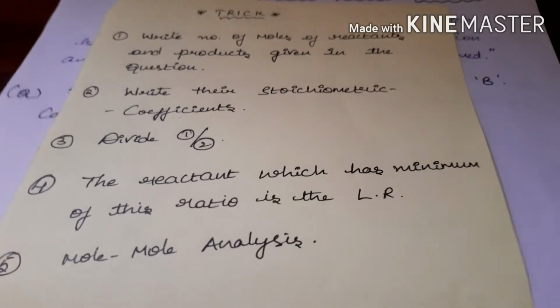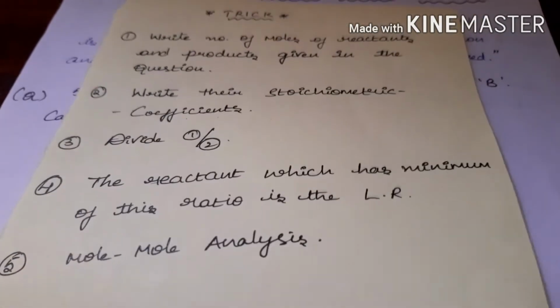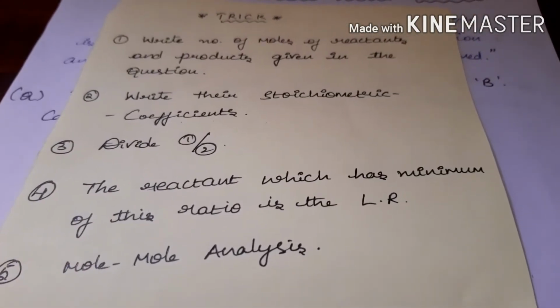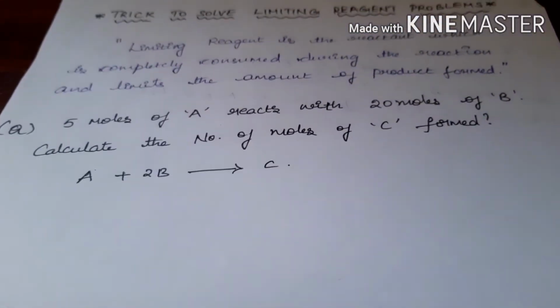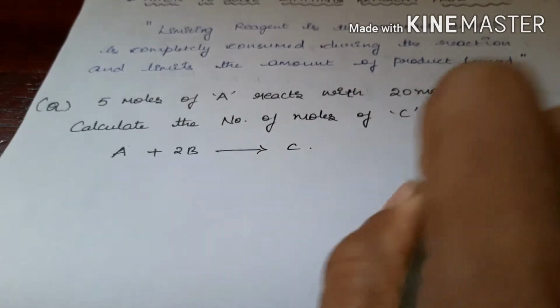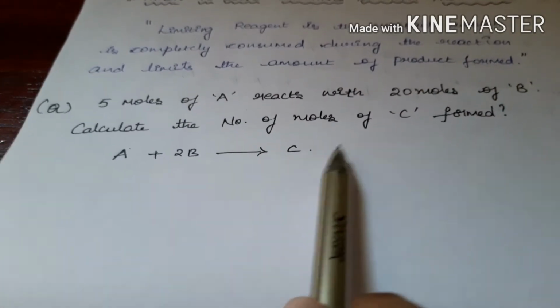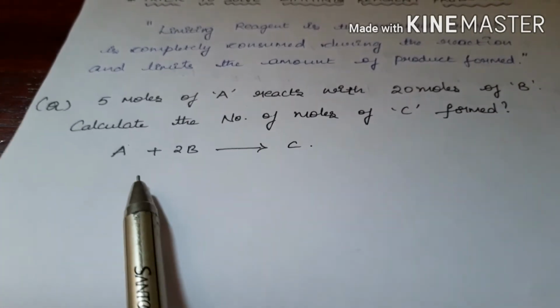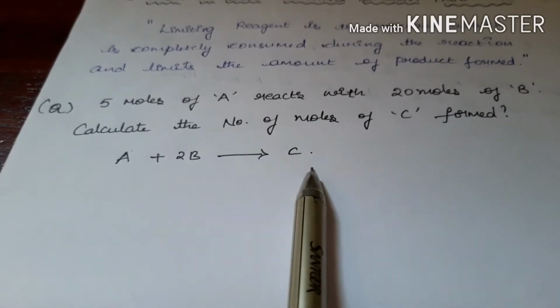By remembering these 5 tricks, we can solve the problems easily in our NEET or JEE Advanced examinations. These are very important. For example, if you see 5 moles of A reacts with 20 moles of B, calculate the number of moles of C formed. Here the reaction is given as A plus 2B gives rise to C.